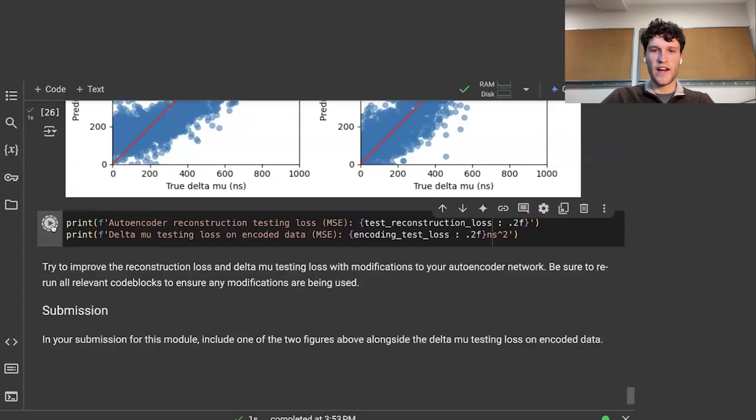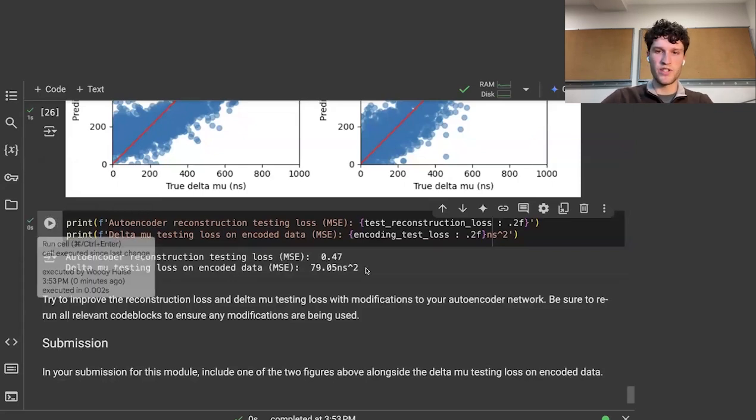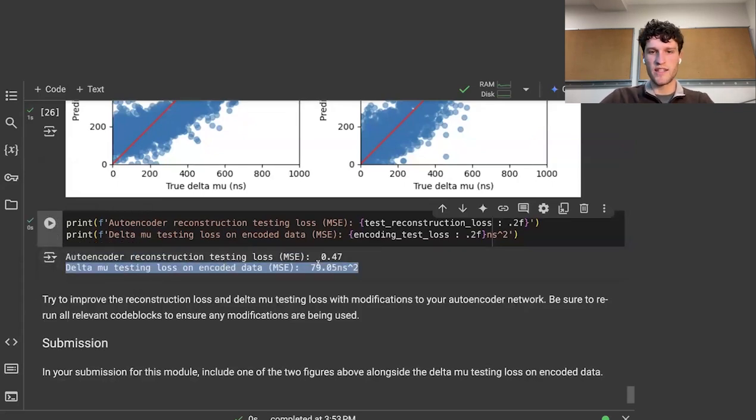So these are the final two figures. What have we achieved here? We've reduced the delta mu testing loss with this encoded data using our autoencoder, and we've also created a model that has relatively low reconstruction error. I'm using this relatively loosely, because it's hard to determine. We can visually say that the reconstruction looks good, but we need these auxiliary tasks to verify that our encoded representation is good.